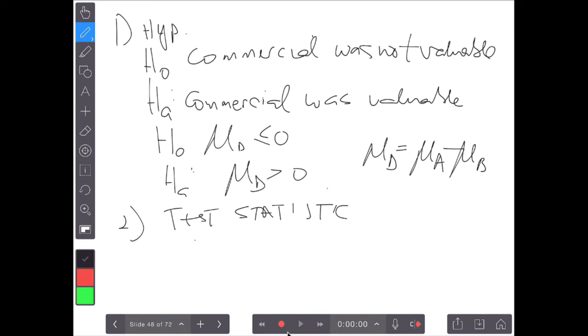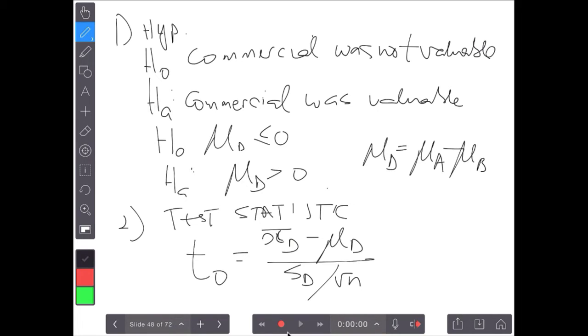The test statistic would be T observed, I say 0, but it's actually T observed, is my sample estimate, which would be given as X bar D minus the mean, mu D, over the standard deviation divided by the square root of n. And the reason why I'm using SD is because I don't know the population standard deviation. Now, our degrees of freedom is not that crazy degrees of freedom formula. It's simply n minus 1, because we just have a single sample to contend with. So that is step 2.